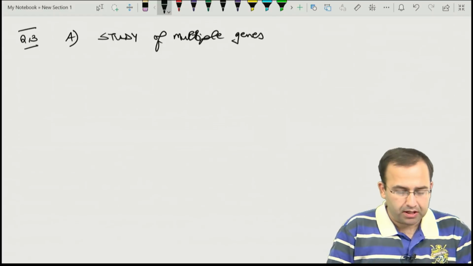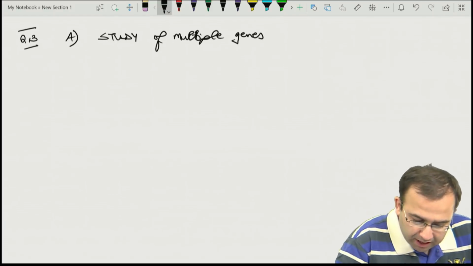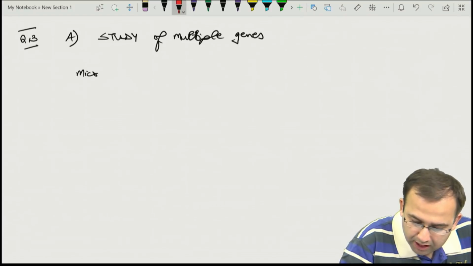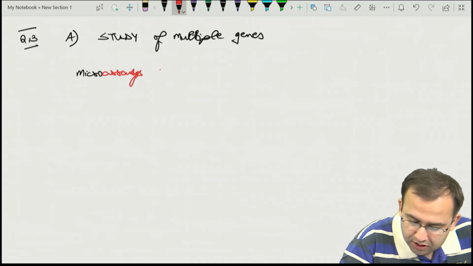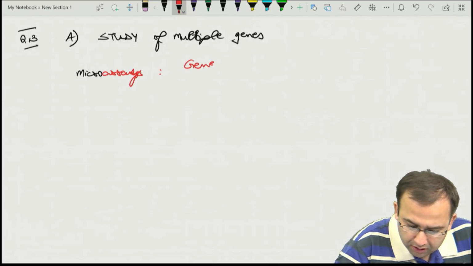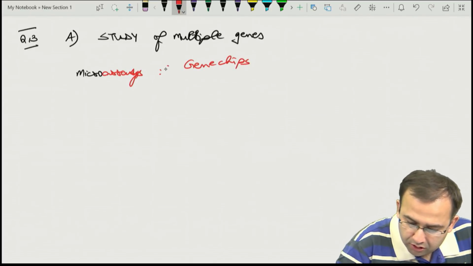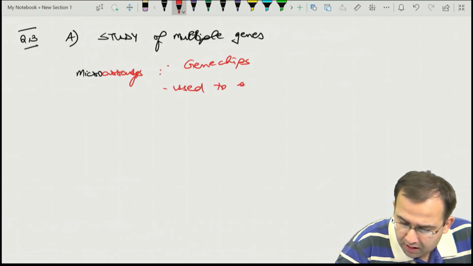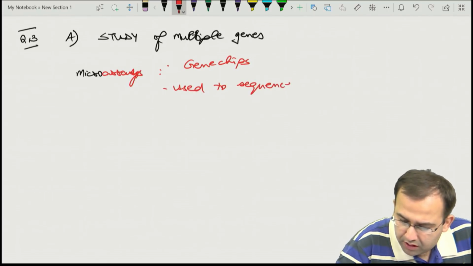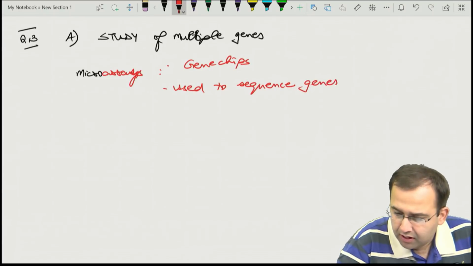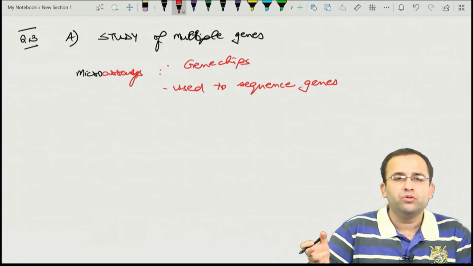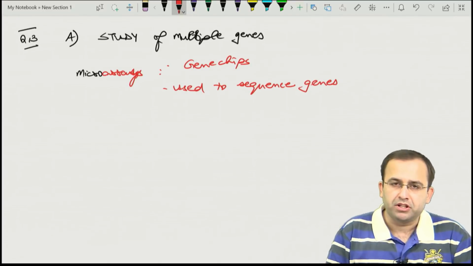What do we mean by this? See, microarrays, they are gene chips. They are the gene chips used to sequence genes or portions of genes. So I can safely say that microarrays are used for study of multiple genes.